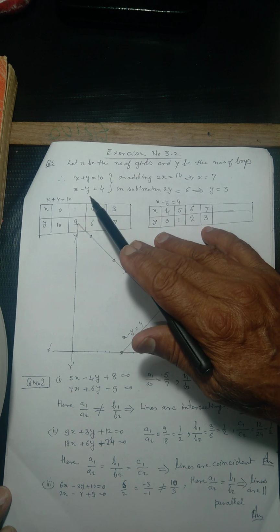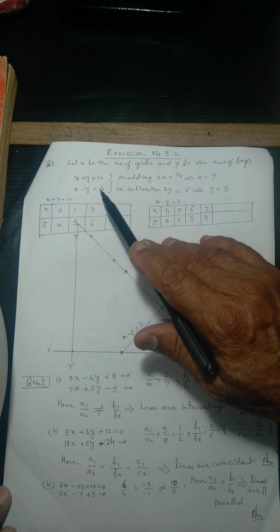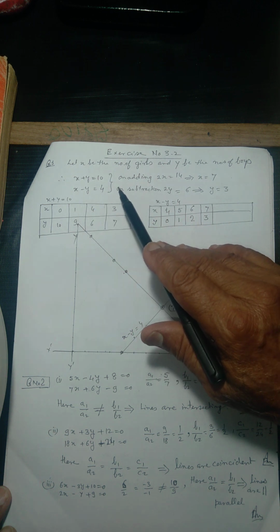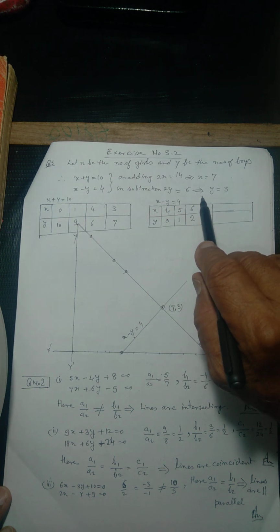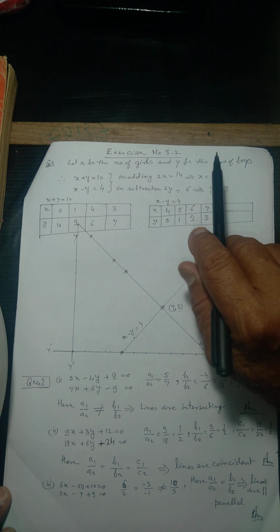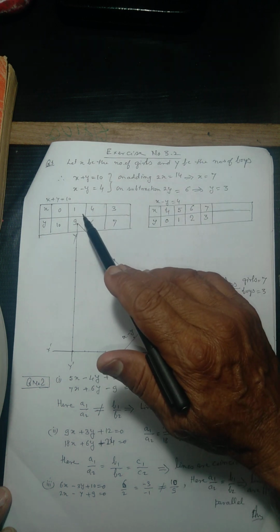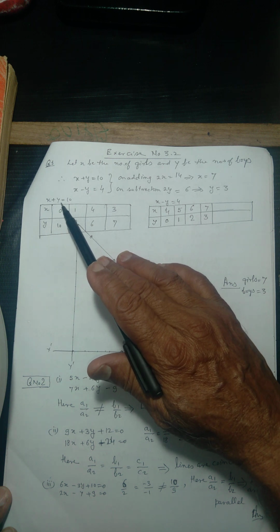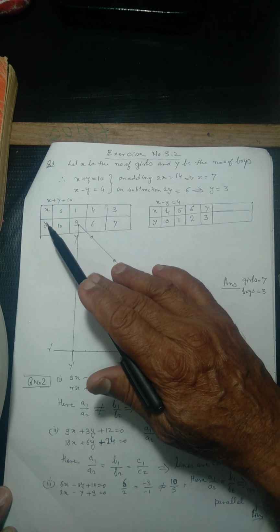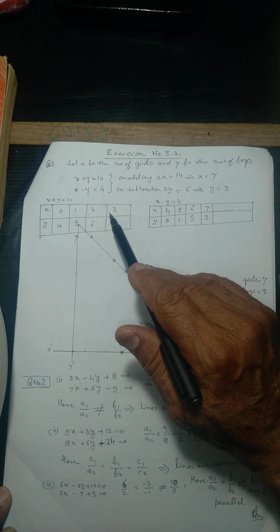Now subtracting these two equations, we get on subtraction 2y is equal to 6, so y is equal to 3. Now we plot the points. From the first equation, x plus y is equal to 10, we make a table of x and y like this.